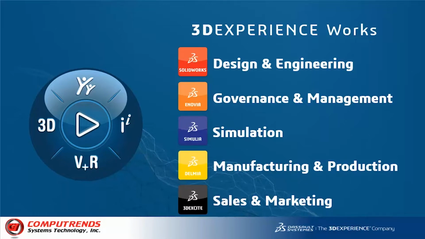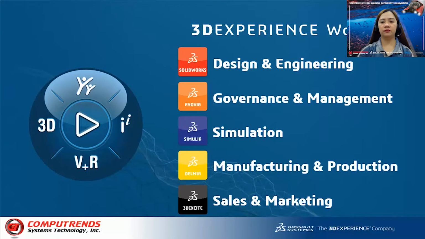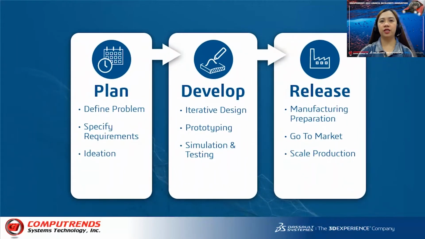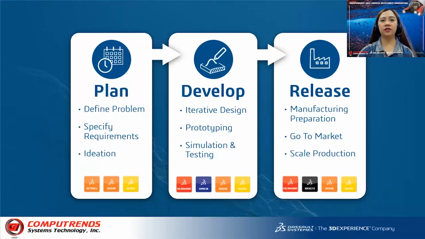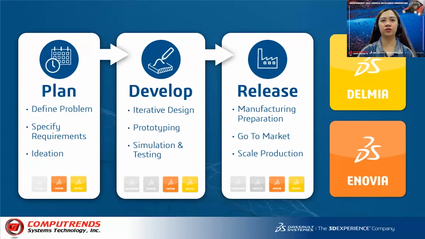As you can see, we have different brands that each tackle different pieces of the product development process. So what does the process look like? In its simplest form, it's planning, developing, and releasing a product. We all know how well SolidWorks tackled the second step, developing and iterating on your design. The rest of 3DEXPERIENCE Works fills in the gaps to provide that one-stop shop of connected solutions.